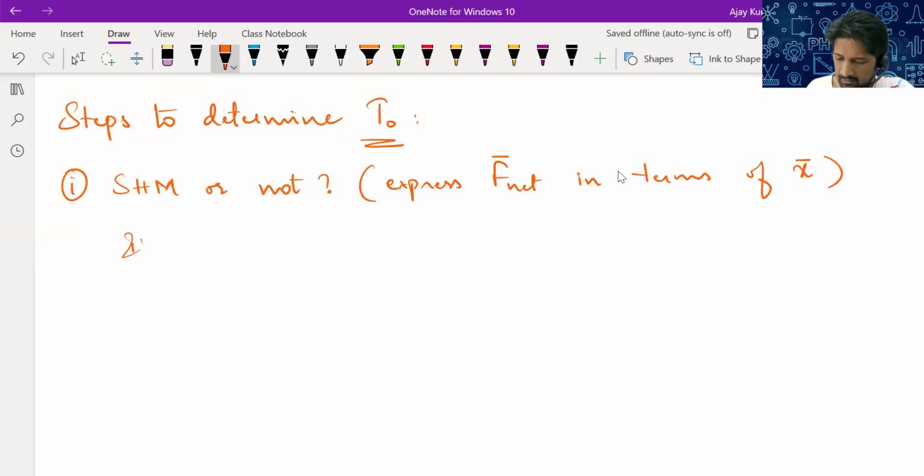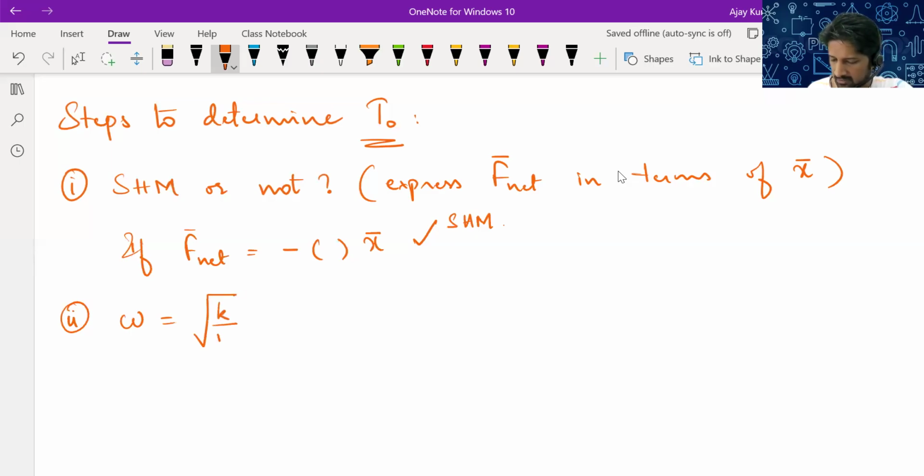You have to express net force in terms of that. And if net force is the negative of some constant multiplied with displacement, then it is SHM. Okay, that's the first thing you need to do. Next, once you do that, you get omega. Omega is under root k divided by m. And then you get the time period, simple.